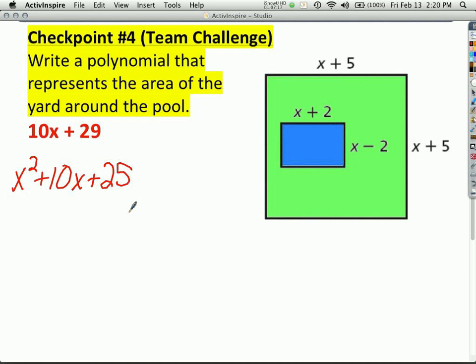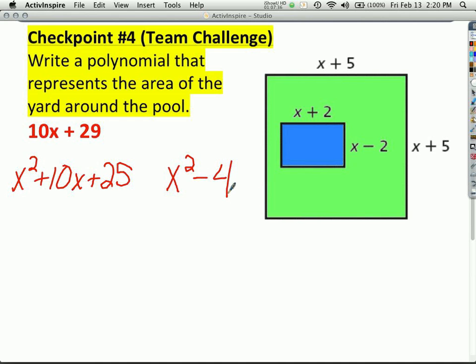Next expression. Garion? X plus c times x minus 4. Good. And what's the result of that? That is x squared minus 4. X squared minus 4. Very good. Now what do we do with them?